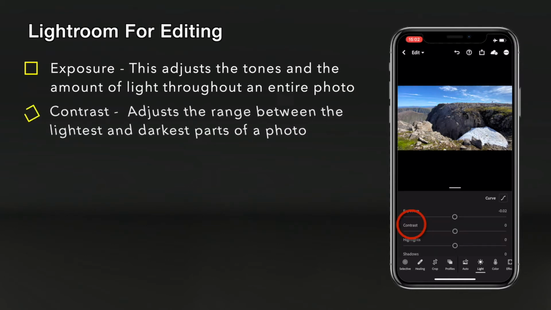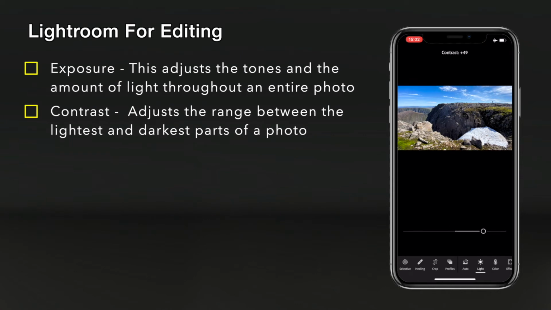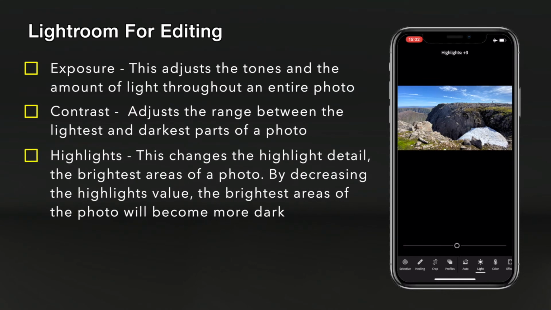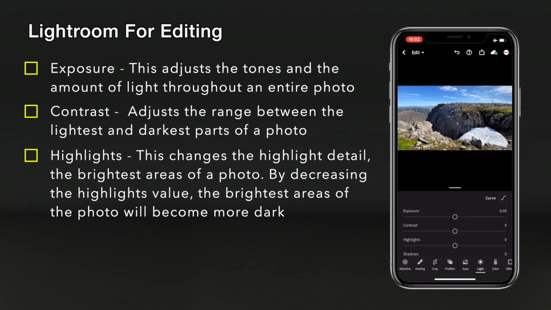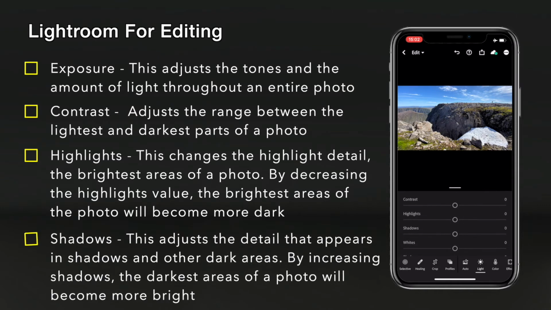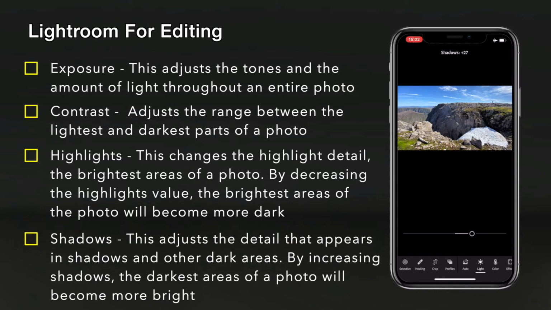The contrast. This controls the contrast, which is the range between the lightest and the darkest parts of the photo. Likewise with highlights. This changes the highlight detail, the brightest areas of the photo. By decreasing the highlights value, the brighter areas become slightly darker. The shadows. This adjusts the detail that appears in the shadows or the darker areas.